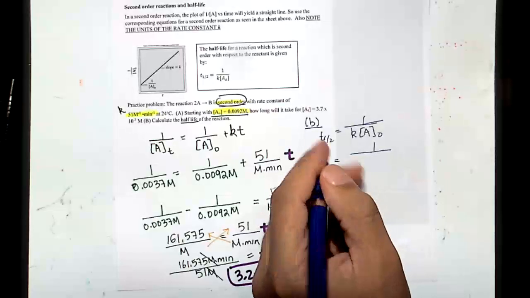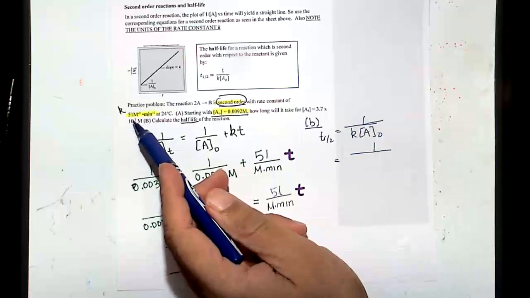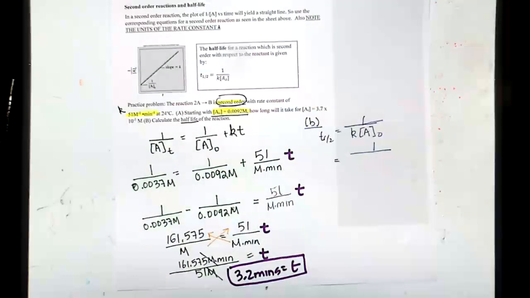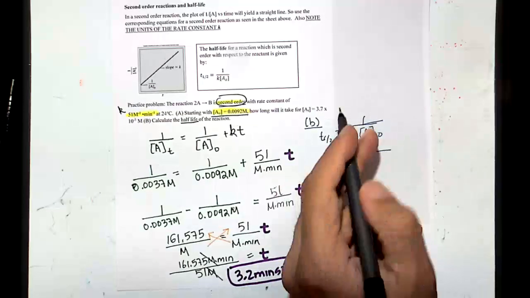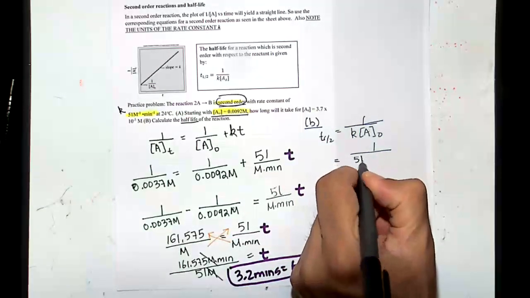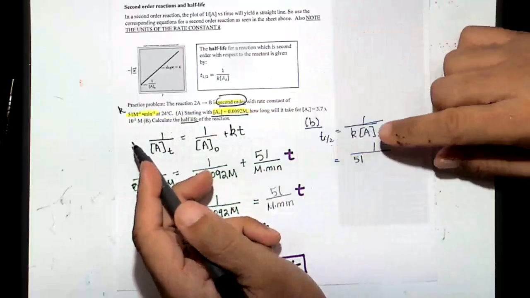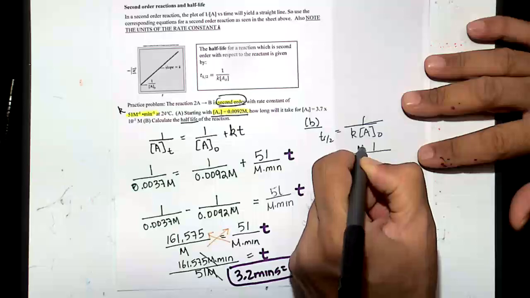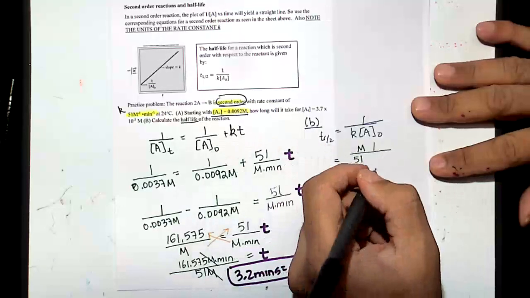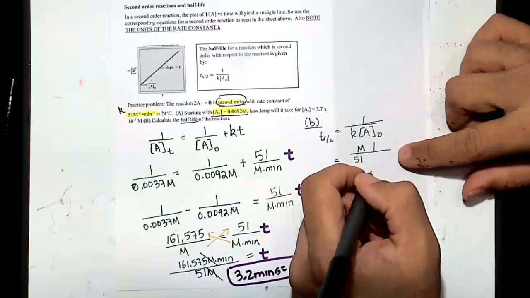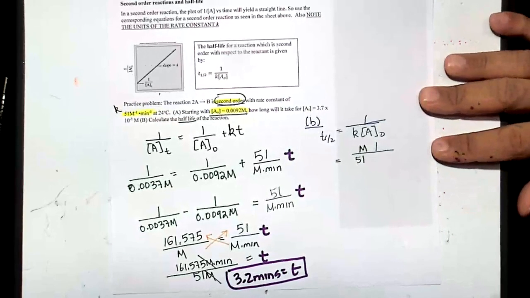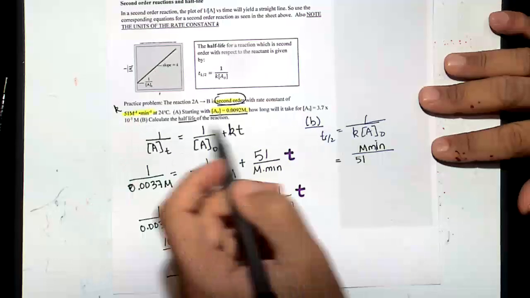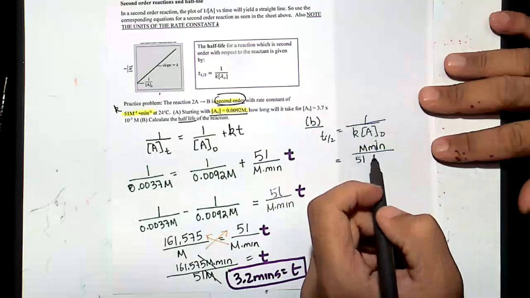What is K? 51 inverse M inverse seconds. Okay, I'm going to move the M to the up. M to the minus 1 is actually M to the power of 1 in the numerator. Minutes to the minus 1 is minutes in the numerator. 51. That's K with the units.